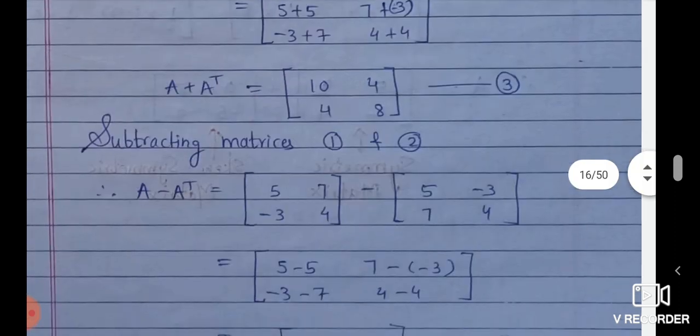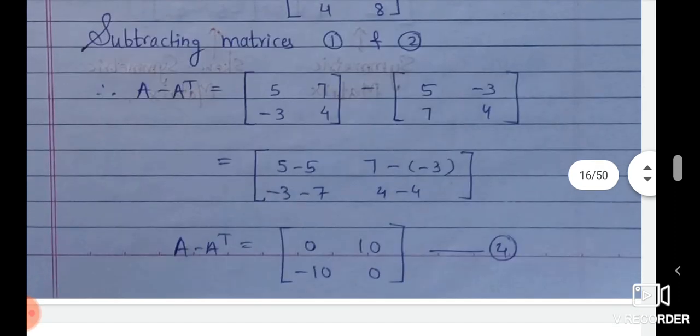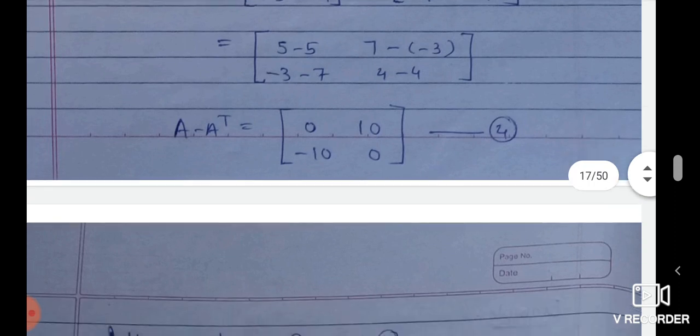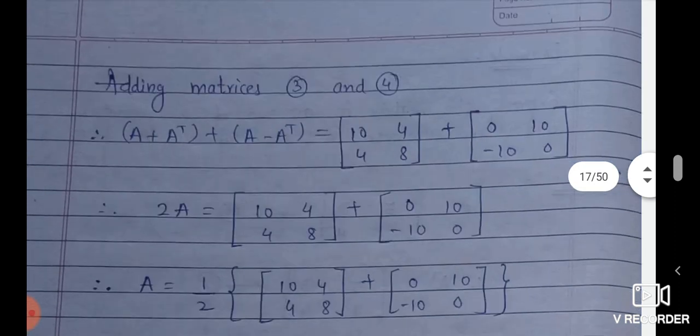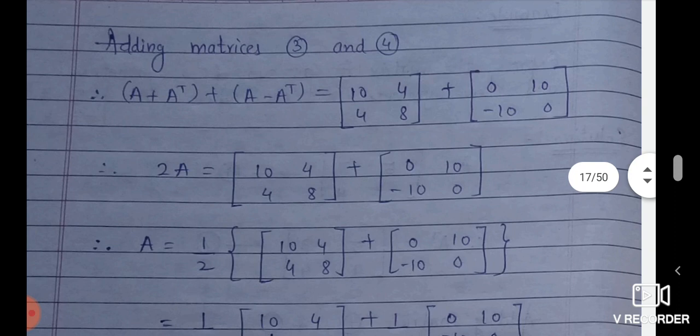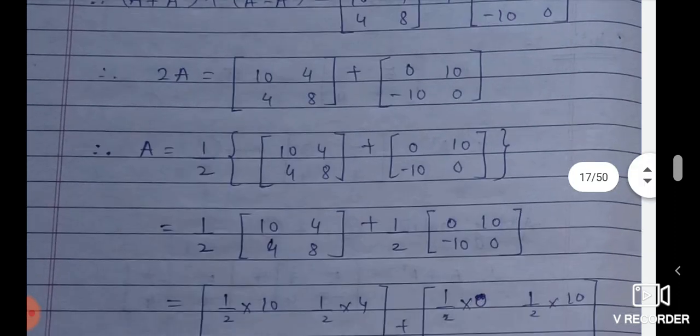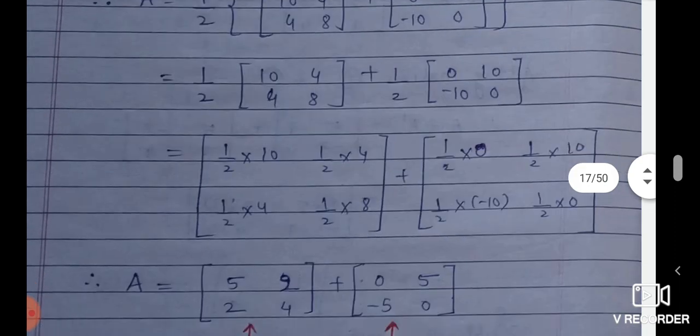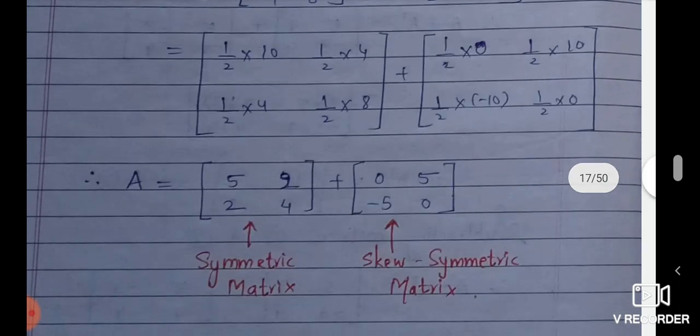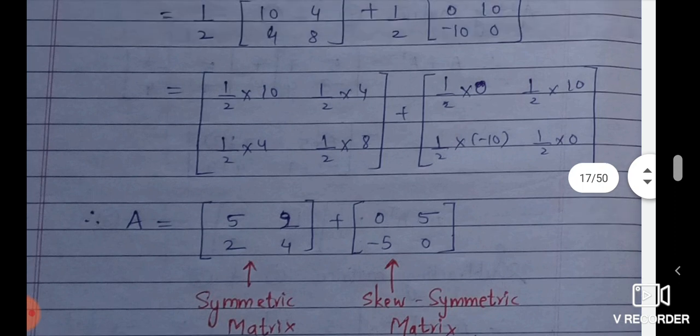Next we are subtracting the matrices. 5 minus 5, 7 minus 3. See, here already in between you are having minus, and 3 is also having a minus sign. So 7 minus 3. So we got A minus A transpose. The next step is what? Adding these two matrices 3 and 4. Again A transpose will get cancelled out. We will be left with 2A. Again multiply each term by half. Finally you're getting a symmetric matrix, and another one is a skew symmetric matrix.